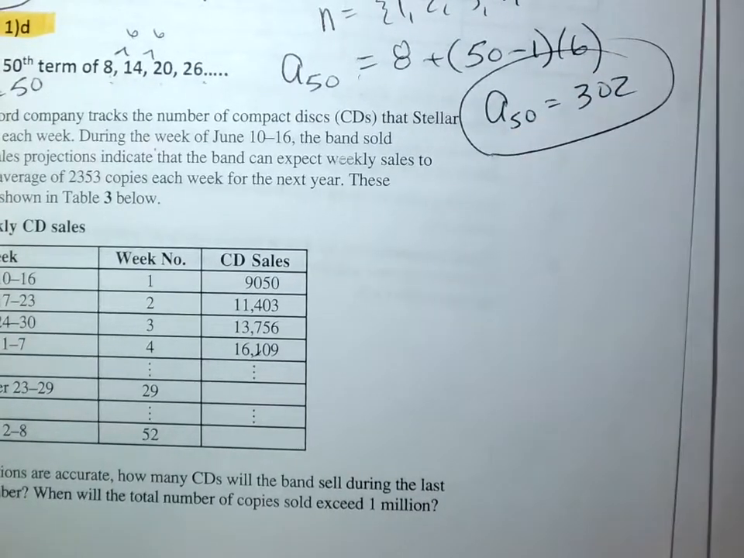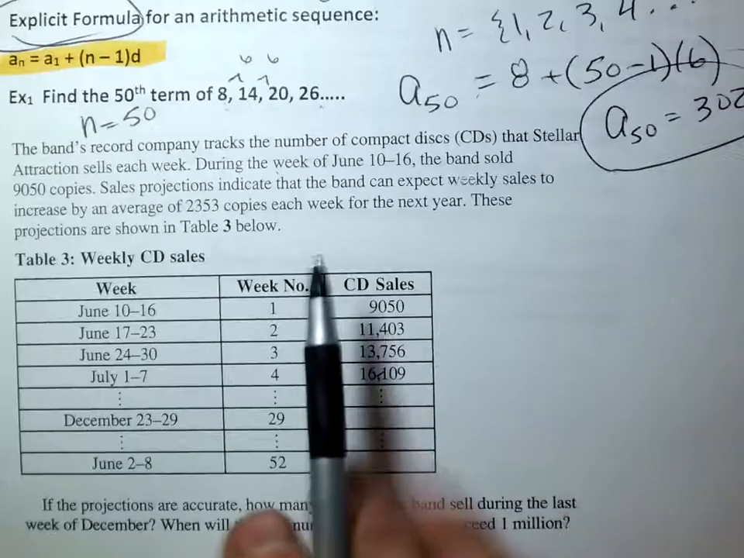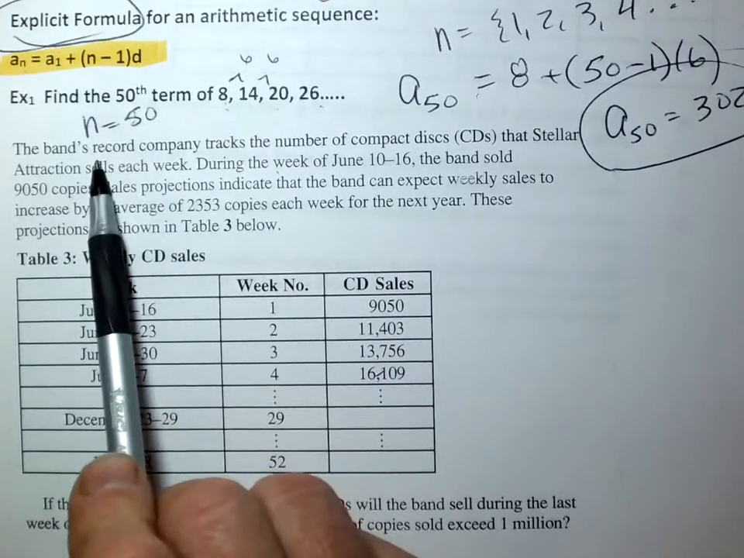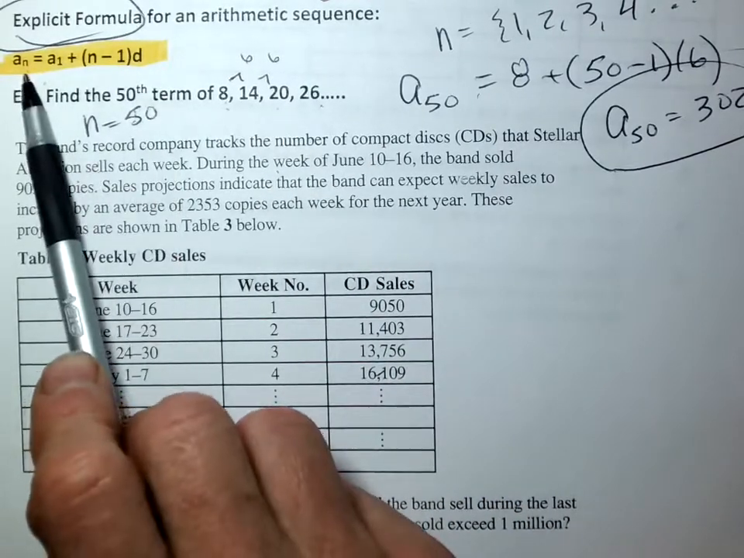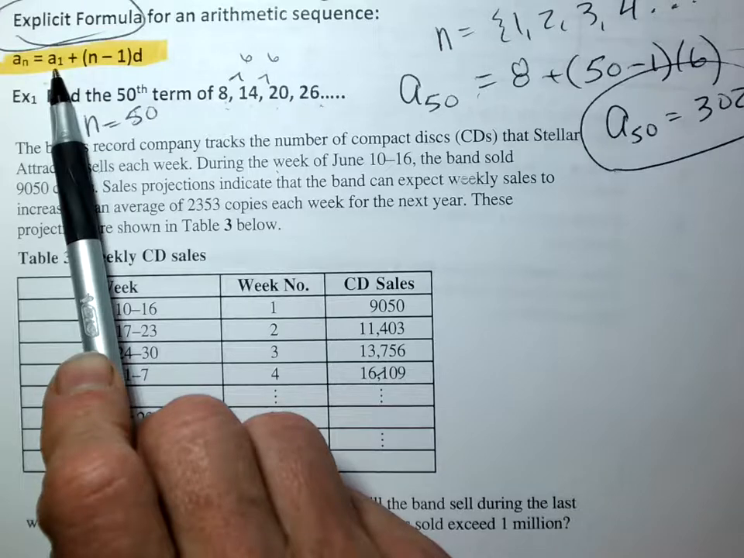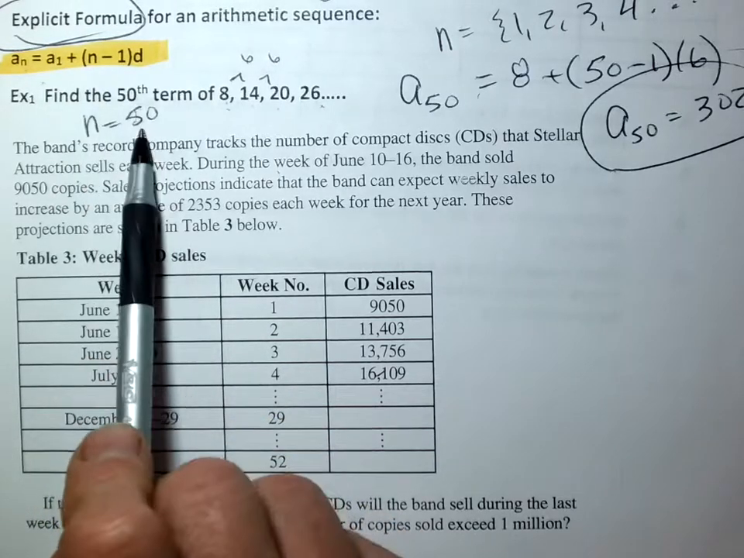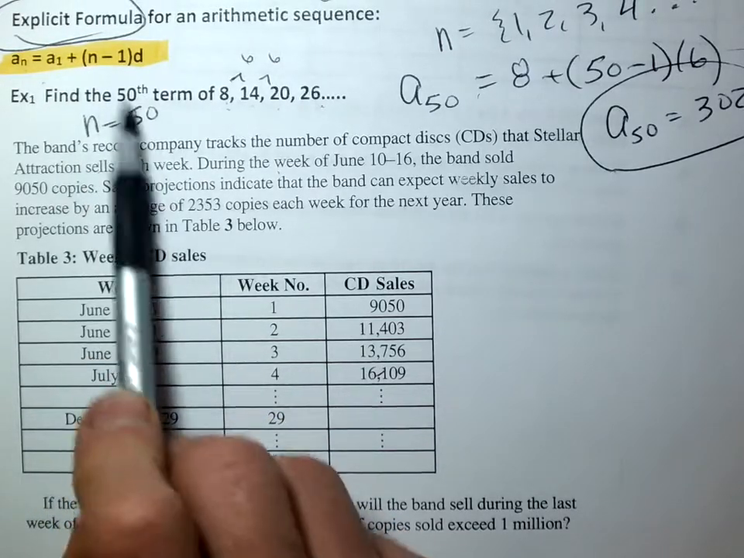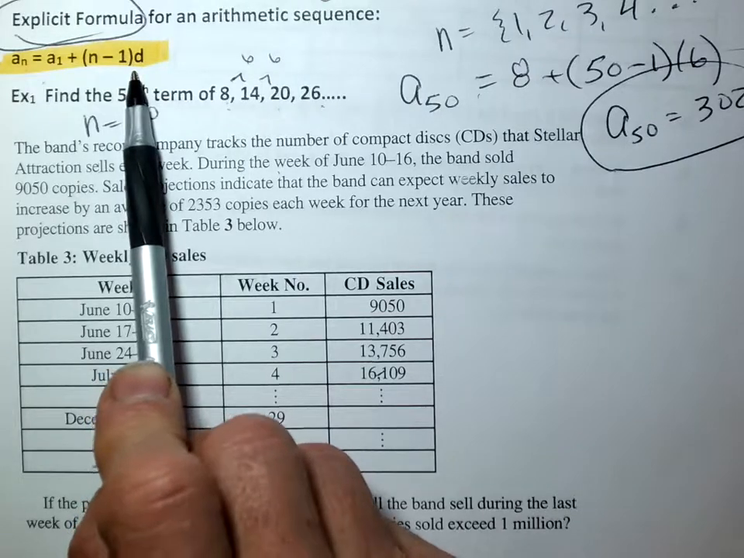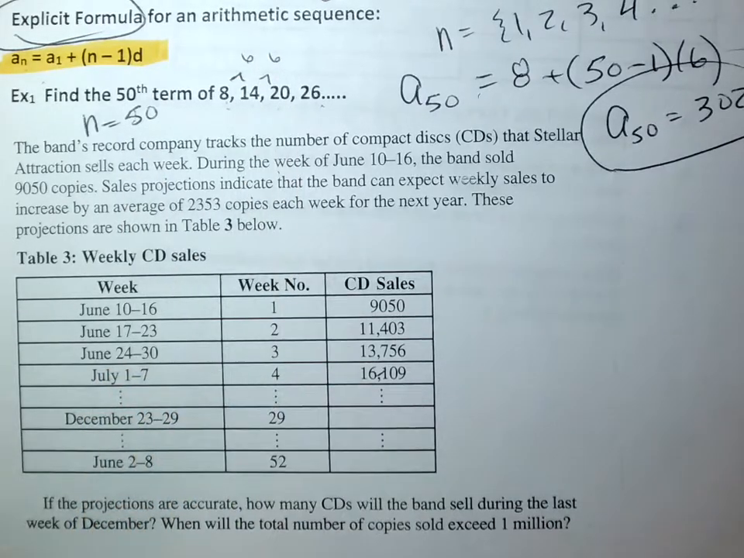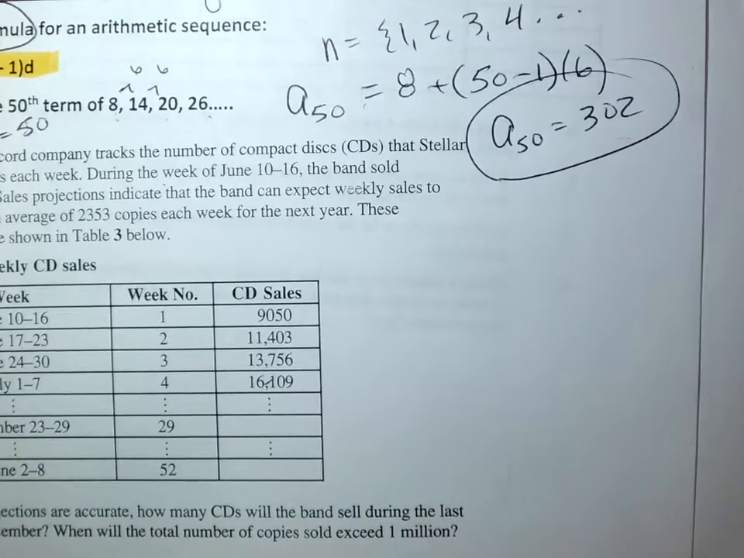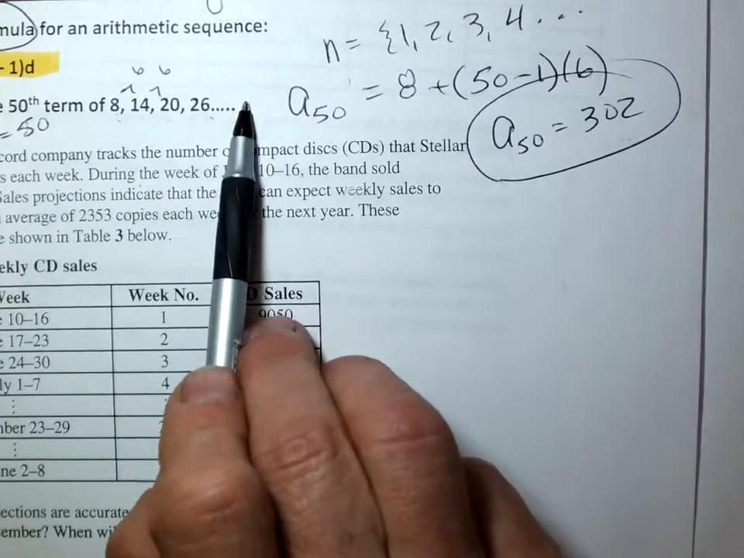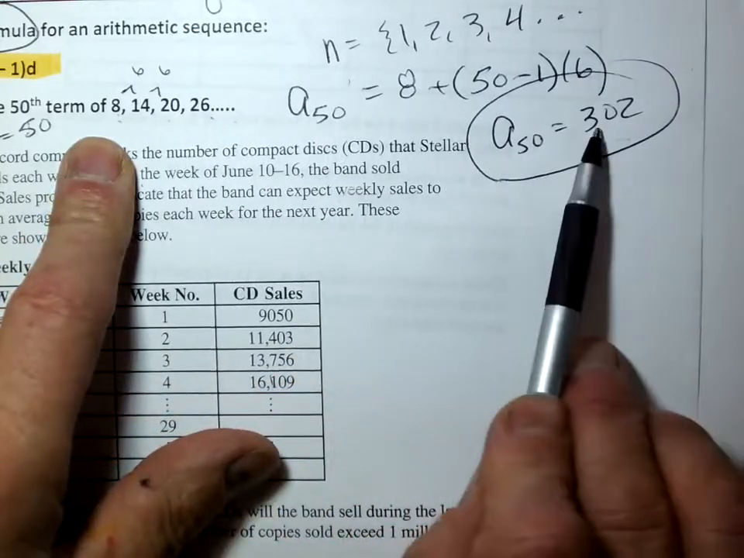Okay, pretty easy. So again, just to recap, if I needed the 50th term, n is 50, I want to use my explicit formula. So a of 50 is equal to my first term, which is 8, plus n, and since n is the 50th term, I use 50 minus 1 times d, and d is the 6 because it's the difference between each term. Put in the calculator, boom, 302. So if we just keep adding, the 50th term would have been 302.